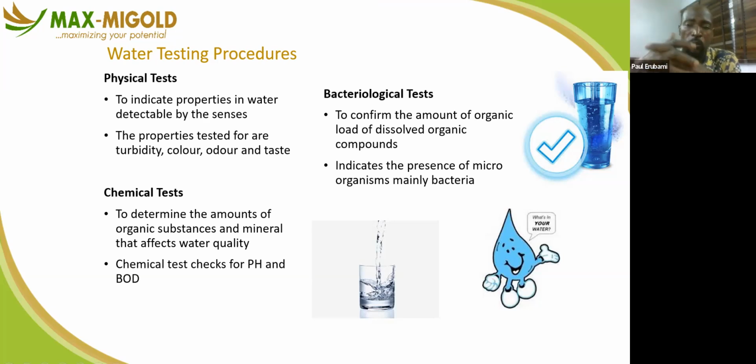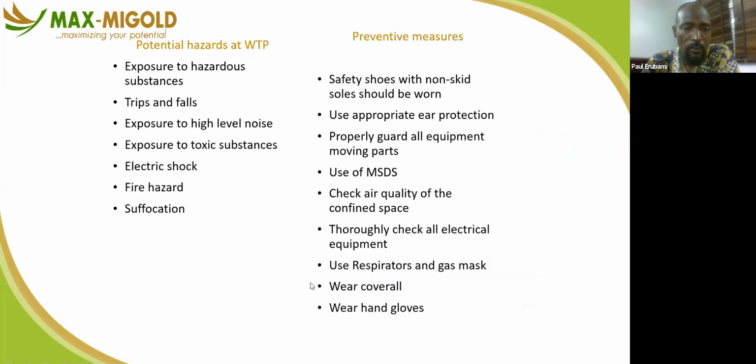Then biological tests involve confirming the load of organic matter dissolved in that water, like coliform, like microbes. It indicates the presence of microorganisms, mainly bacteria, in the water. Those are the three kinds of tests you can carry out on your water. And these are the kind of results that your water analysis will definitely give you.